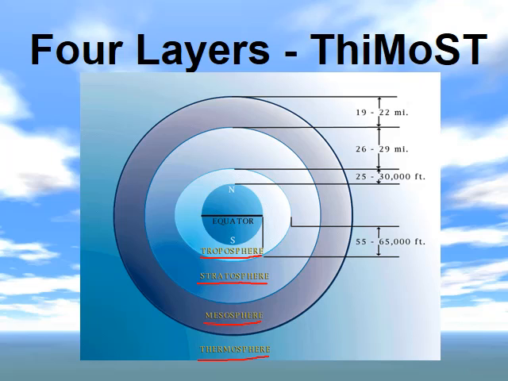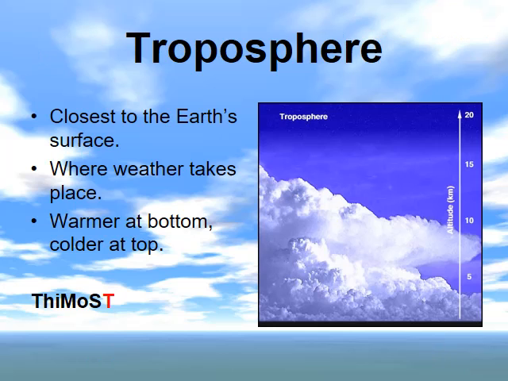A mnemonic to remember these layers from the outside in is thigh-most, and I'll explain why some of the letters are lowercase and some of the letters are uppercase as we move on. So the last T, which is capitalized in thigh-most, stands for troposphere. That's that T right there.